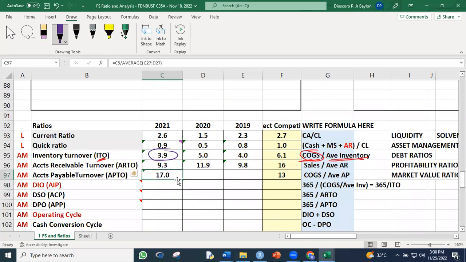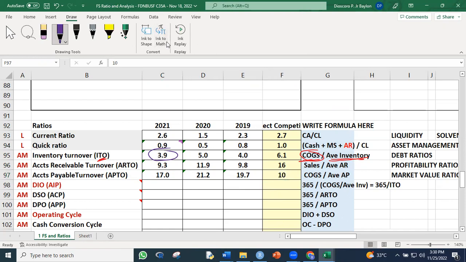Okay, 17, let's copy this to the right. So we can see here, 19.7, 21.2, 17. So let's interpret this 17 vis-a-vis 13. Okay, I think I made a mistake here. Can you please make this 10? May mali yata ako dito. I'm sorry about this. This is 10.